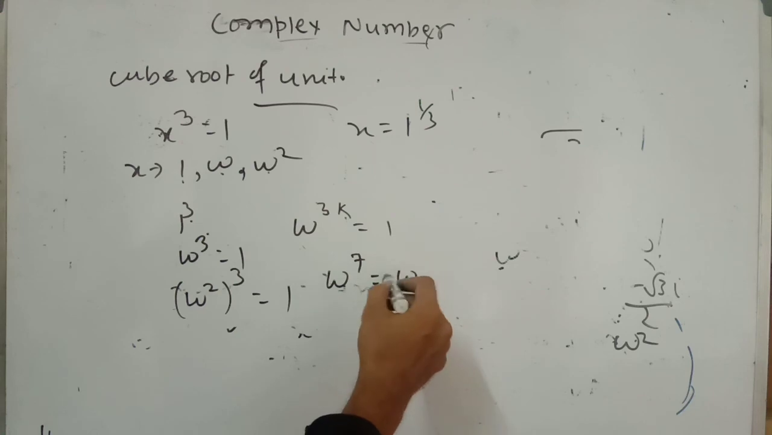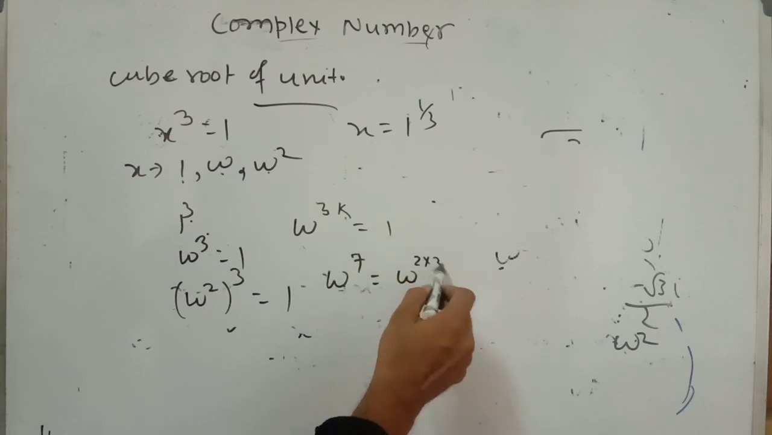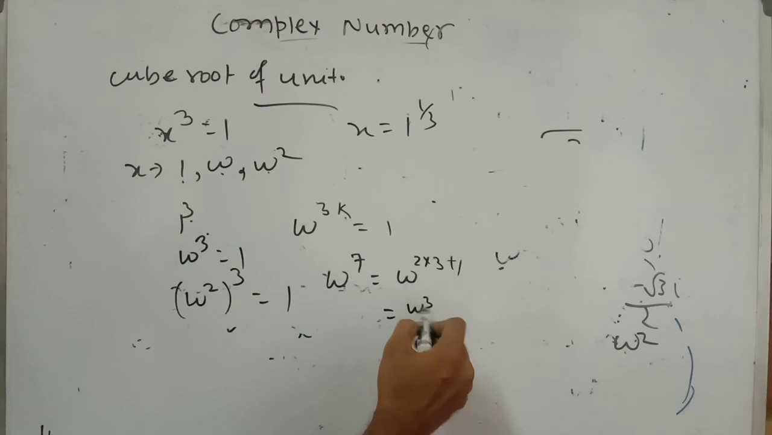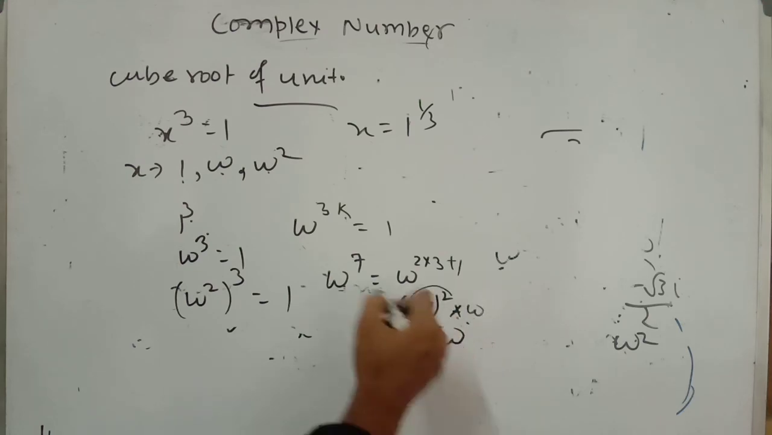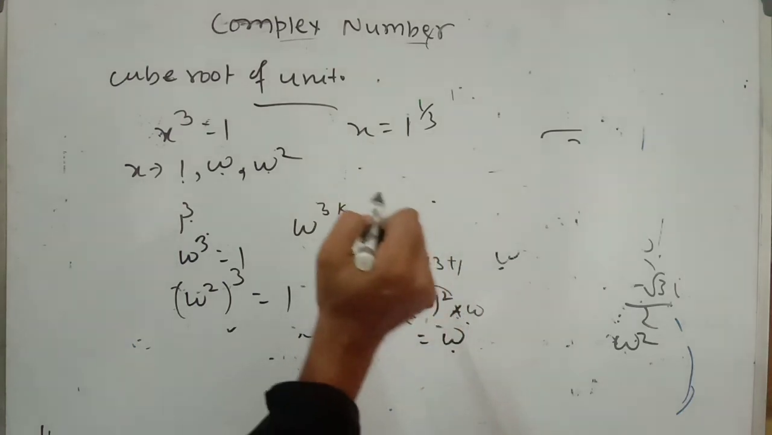So that means it will become what? 2 into 3 plus 1. So now this is omega cubed square into omega. So this is 1 and it will become omega. So you can write omega to the power 7 equal to omega.